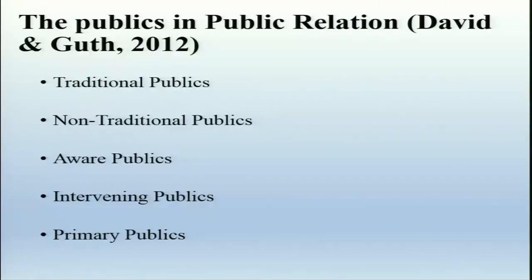Now when we talk about non-traditional publics, a non-traditional public is the public which is not aware of or not linked with your objectives. They are not able to associate themselves somewhere. They don't know anything about you. They are unknown to you. That is what non-traditional publics is about.